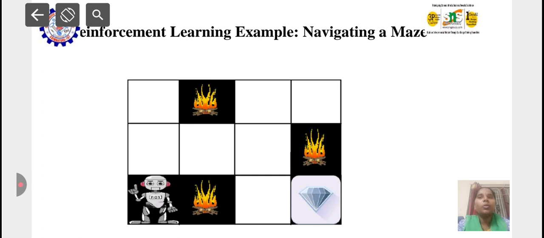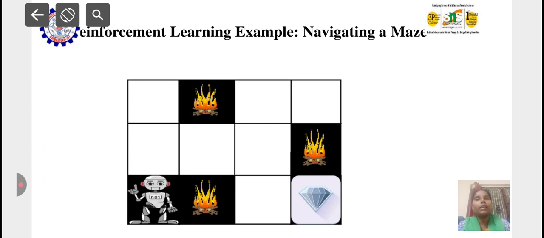The robot's learning process can be summarized in the following four processes. One is exploration, second is feedback, third is adjusting behavior, and fourth is the optimal path. The exploration: the robot starts by exploring all possible paths in the maze, taking different actions at each step. For example, move left, right, up or down.